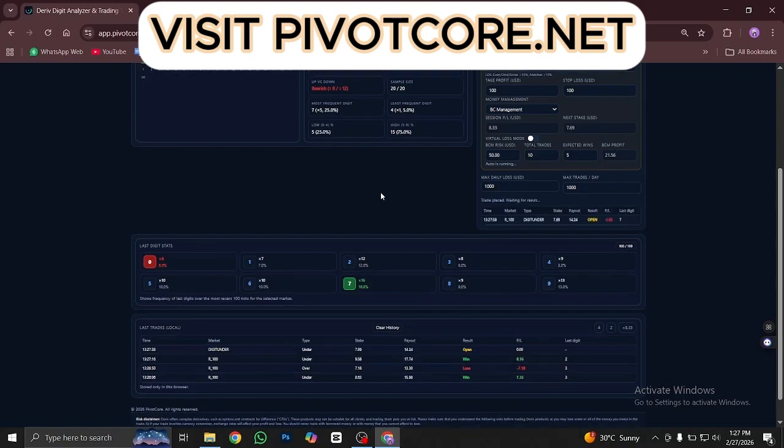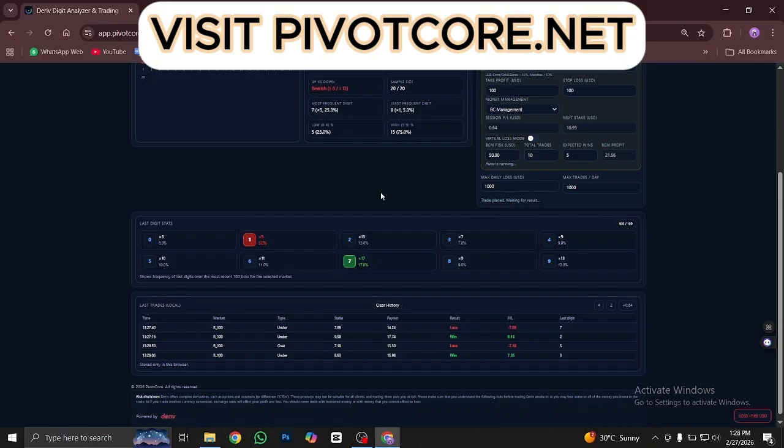This is the beauty of PivotCore.net. It removes the fear factor and the greed factor. We're already seeing a string of green results because the software is identifying the patterns faster and more accurately than any human ever could. We've just hit our 10-trade goal, and the results speak for themselves.